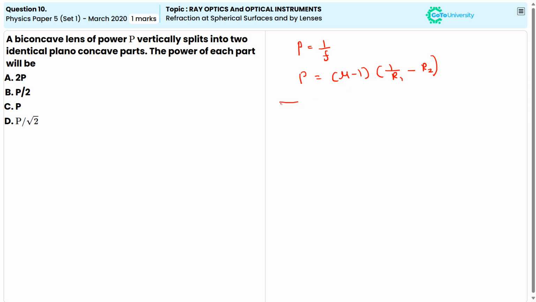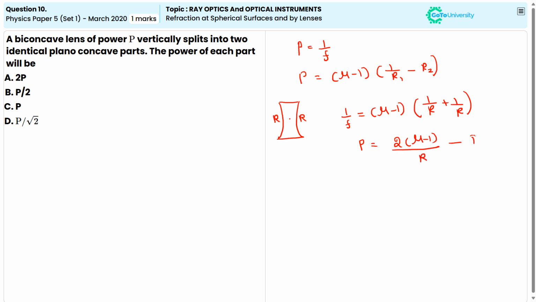So they are talking about the concave lens. So this is the concave lens. Let us take this as R and R here. This is the center. Now we are going to split it into two identical concave parts. So before that, let us write 1 by F, which is equal to (mu minus 1) into (1 by R plus 1 by R). So we have P equal to 2 times (mu minus 1) divided by R. So let us take this as equation 1.